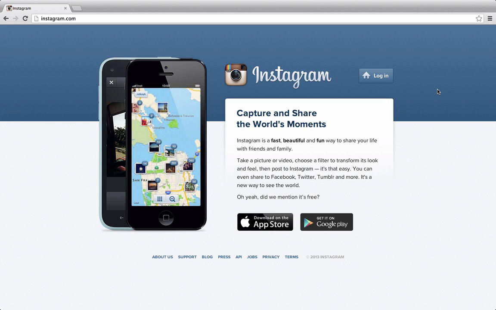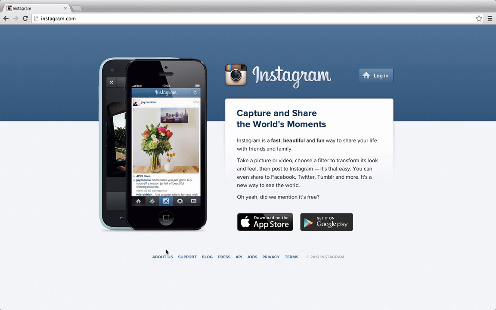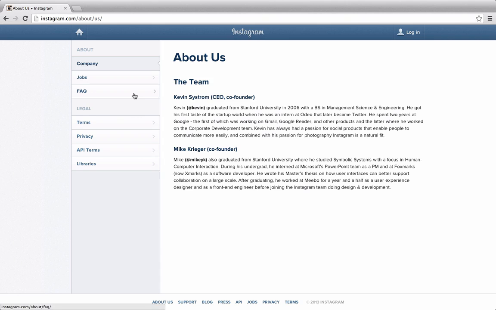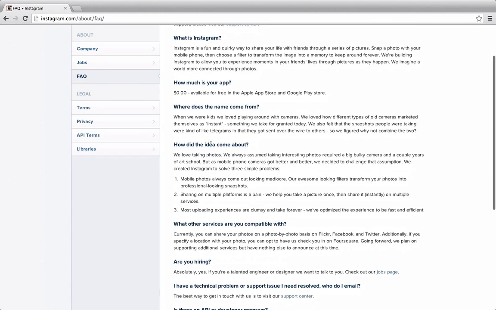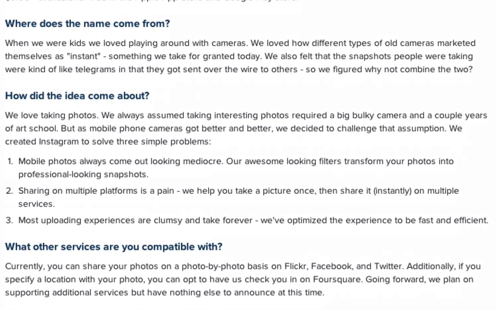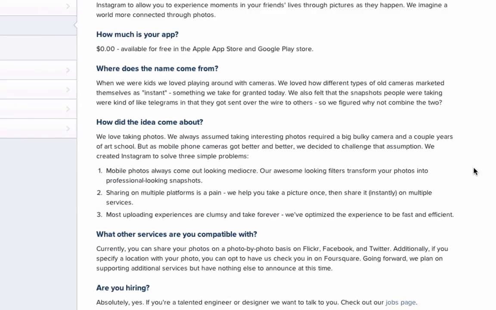I'm not making this up. The goal of Instagram really is to solve these two problems. If you go to instagram.com, About Us, FAQ, you can see in the "How did the idea come about" section that the goal is really to solve these two problems. One, mobile photos always come out looking mediocre. Two, sharing on multiple platforms is a pain, and three, most uploading experiences are clumsy and take forever. Two and three are, in my opinion, two components of a more general problem, so I've merged the two to keep it simple for now.